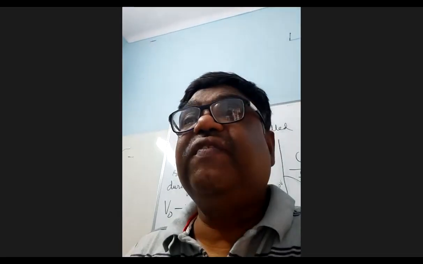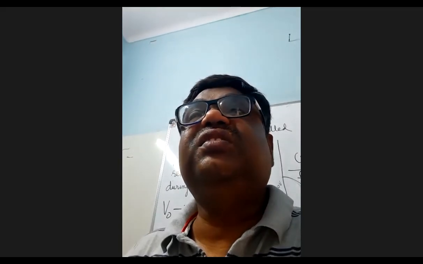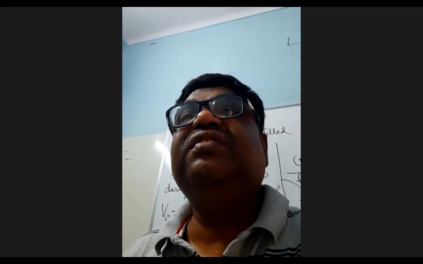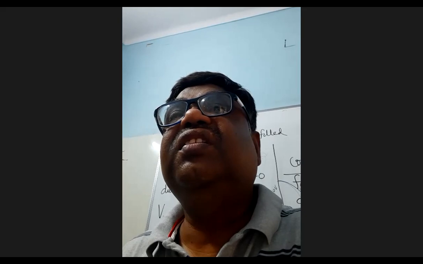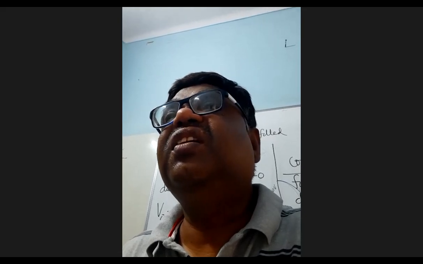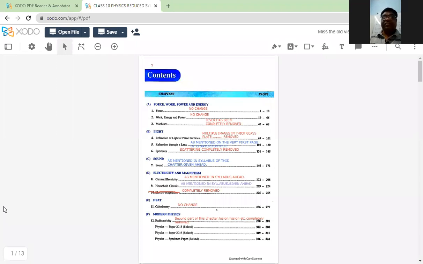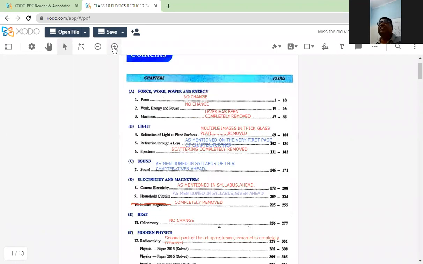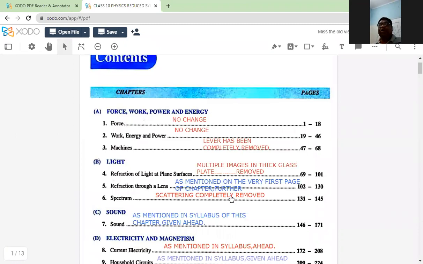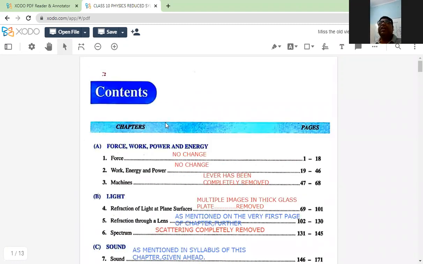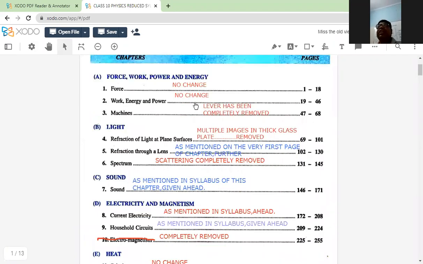So you can see here, I am showing you. Yes, this is the very first page of your physics book. Your physics book is Concise Physics by Selina Publishers. So it is the very first page, contents. Here you can get the summary.